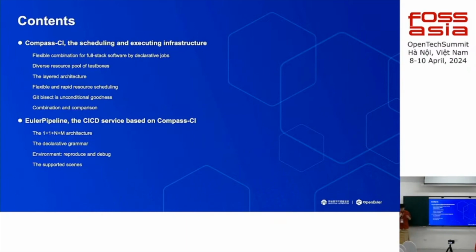Hello. Of the EulerPipeline. So I will start with the Compass CI first. It is the scheduling and executing system, which is the most important thing of any kinds of complexity systems like building or testing. Often need the infrastructure to schedule resources or executing your job in the remote node. So let's start with the Compass CI.